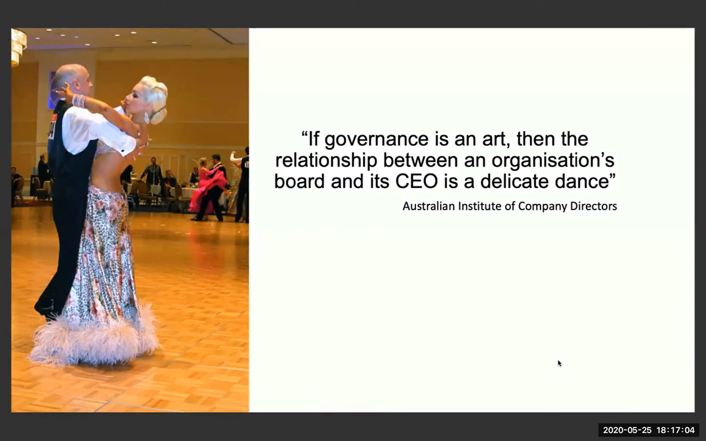So this is just a quote, and in this model they talk about CEOs, but like I said, the CEO is the manager or the key person. And if governance is an art, then the relationship between the organisation board and that person is a delicate dance. Quite often you'll see models written about governance where it says this is the board's job and this is the manager's job, and everyone has to be really clear, not mix up the two, and then everyone will live happily ever after. It's a nice idea, but in reality that's not what happens.